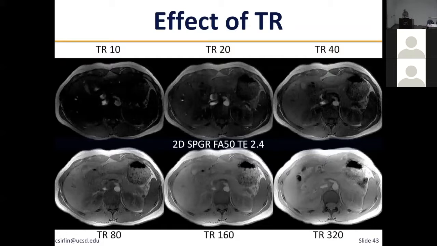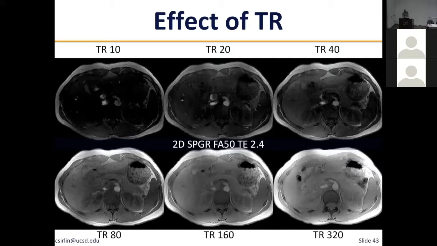Look how dark the liver is here. Look how bright the liver and spleen are here. So as the TR goes up, the signal to noise goes up. But notice something else happening. Notice that the T1 weighting goes down. And to illustrate that, I want you to now look at the difference between liver and fat. See how the liver and fat difference is quite accentuated here because of the differences in T1.